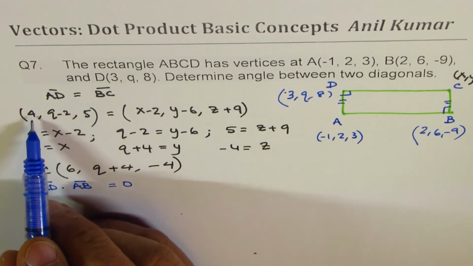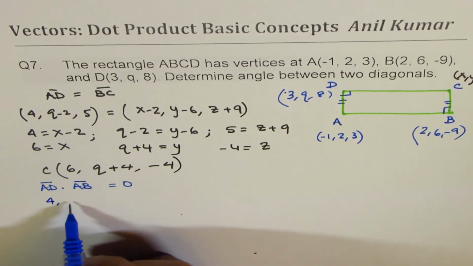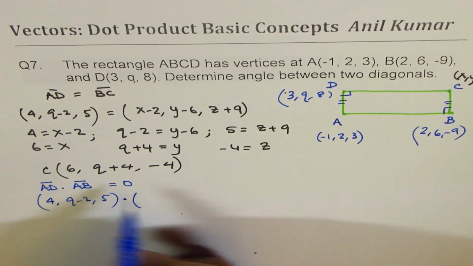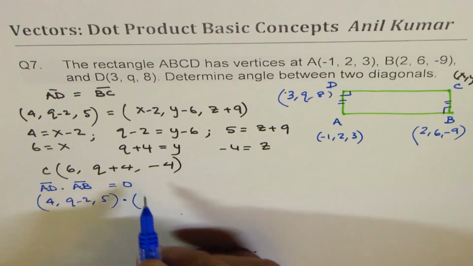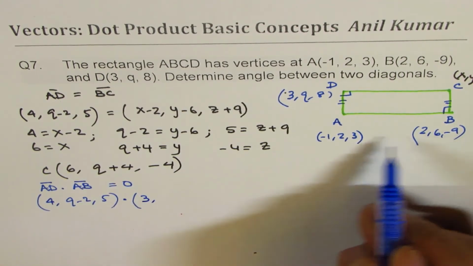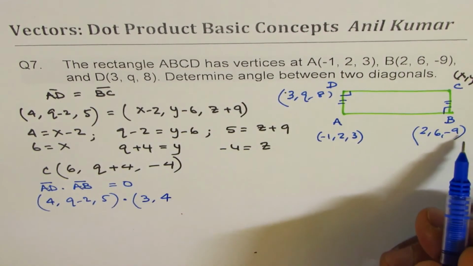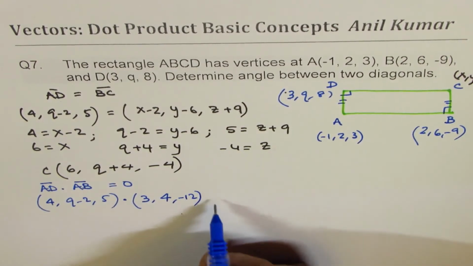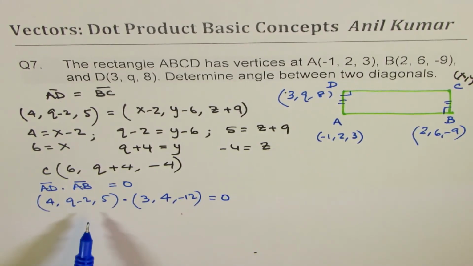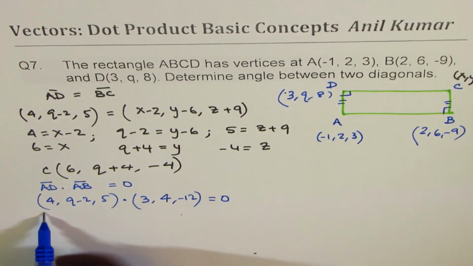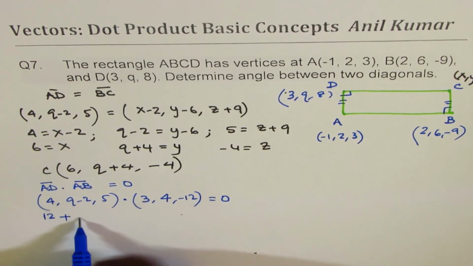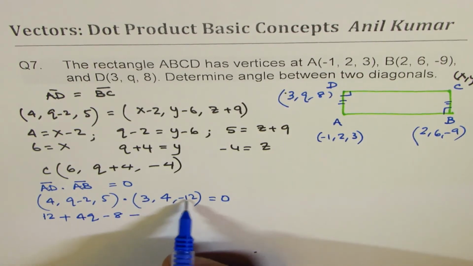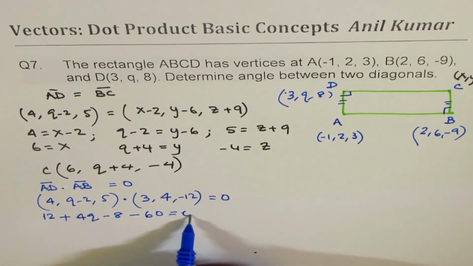So AD is 4, q minus 2 and 5, dot AB, which is 2 minus this, we get 3, 6 minus 2, we get 4, minus 9 minus 3 is minus 12. And that should be equal to 0. So let's multiply. 4 times 3 is 12, plus 4q, minus 8, minus 12 times 5 is 60, equals 0.